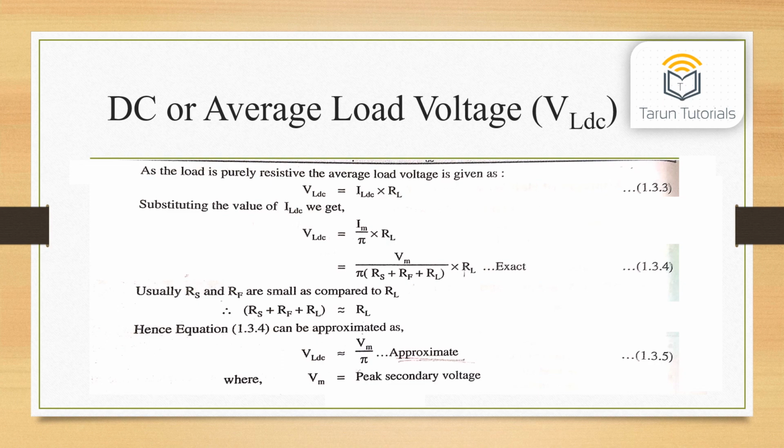RL) into RL. Usually Rs and Rf are small as compared to RL. Therefore Rs plus Rf plus RL is equal to RL. Hence the equation can be approximated as VLDC is equal to Vm upon pi approximately, where Vm is equal to peak secondary voltage.